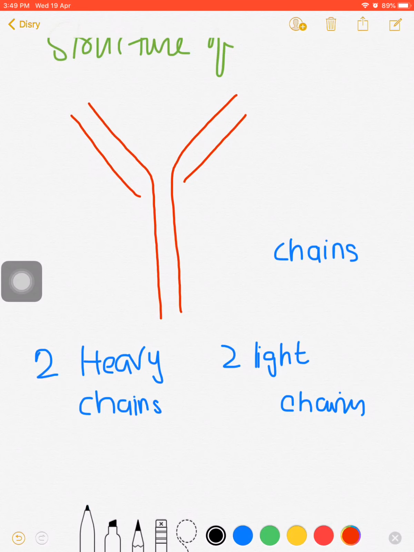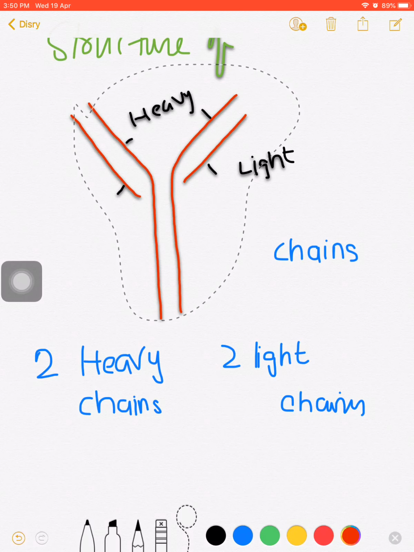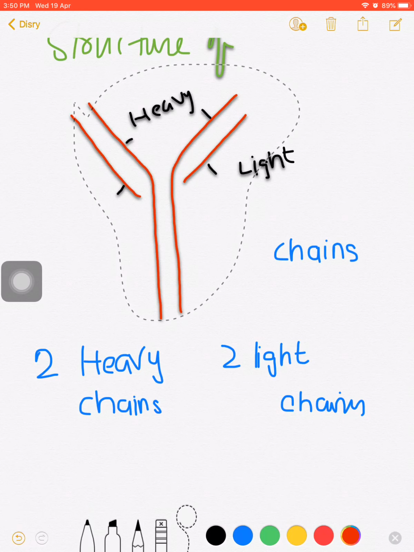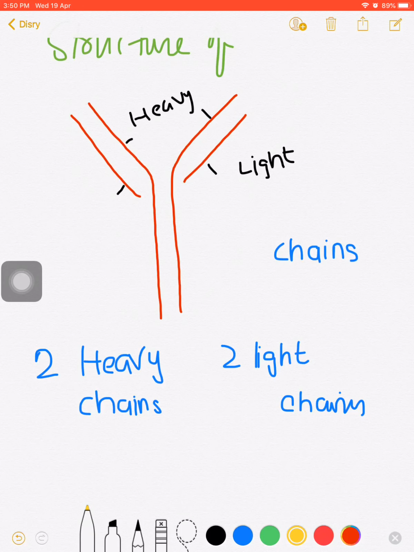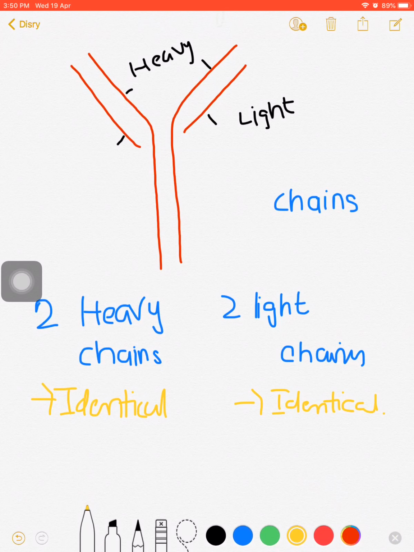Basically, these two chains are heavy, and these are light chains. The two heavy chains are identical, and the two light chains are also identical. Basically, there are two sites in these antibodies.